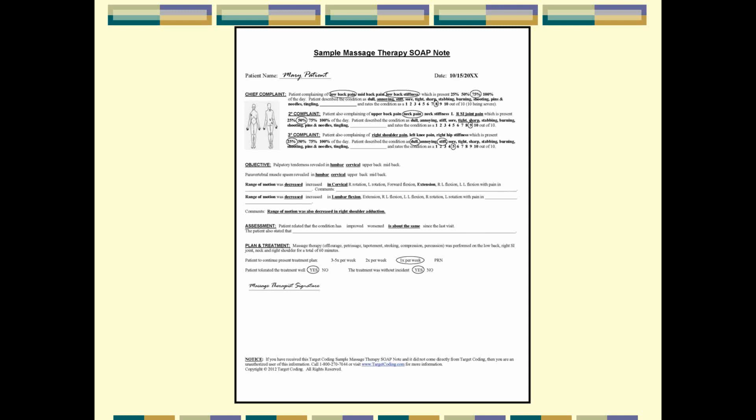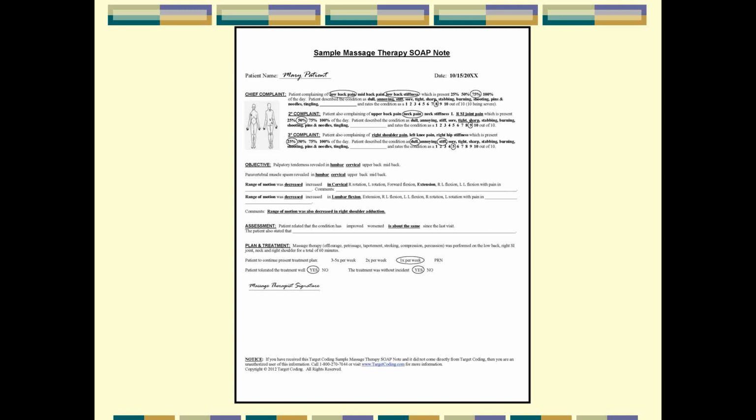But this is a sample massage therapy SOAP note. You're circling here. Patient comes in with low back pain and low back stiffness, feels it 75% of the day. It's annoying, it's stiff, and rates it an 8 out of 10. Also complaining of neck pain and right SI joint pain, feels it 50% of the day, rates it a 9 out of 10. It's tight and sharp.